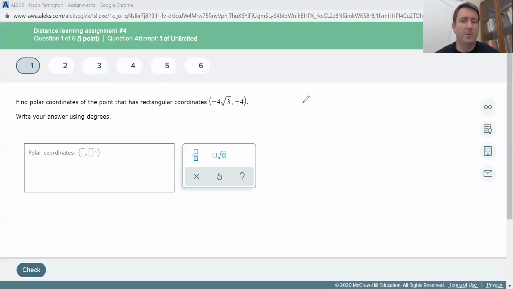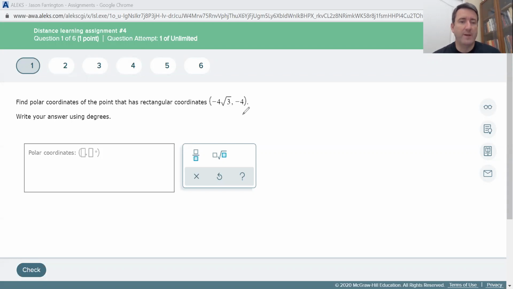All right, for those of you who weren't able to make it to tutoring today, let me walk you through assignment number 4. So this first question asks us to find polar coordinates of the point that has rectangular coordinates -4 square root of 3, -4.